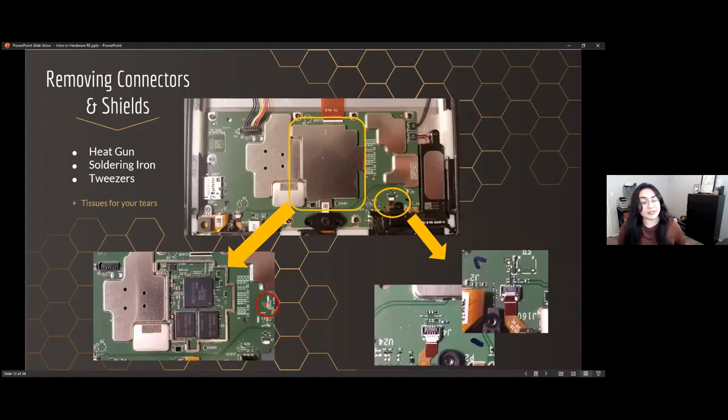Okay, removing connectors and shields. Modern devices are higher frequency or sensitive to electromagnetic interference, or they're even trying to protect their own hardware. You have these, called EMI shields. They're a pain in the ass.